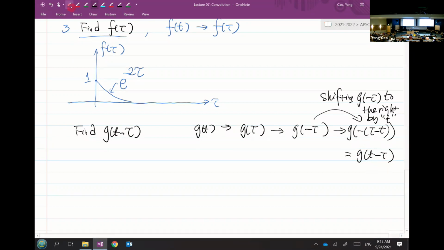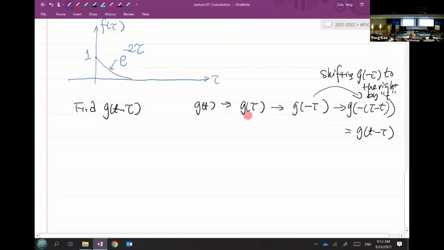So let's do that. First is g of tau. So the many steps that are here, you try to do that, write it down at the beginning at this stage. But in the future, when you get more comfortable, you can certainly skip a few steps. Okay, so g of tau, according to the graph.